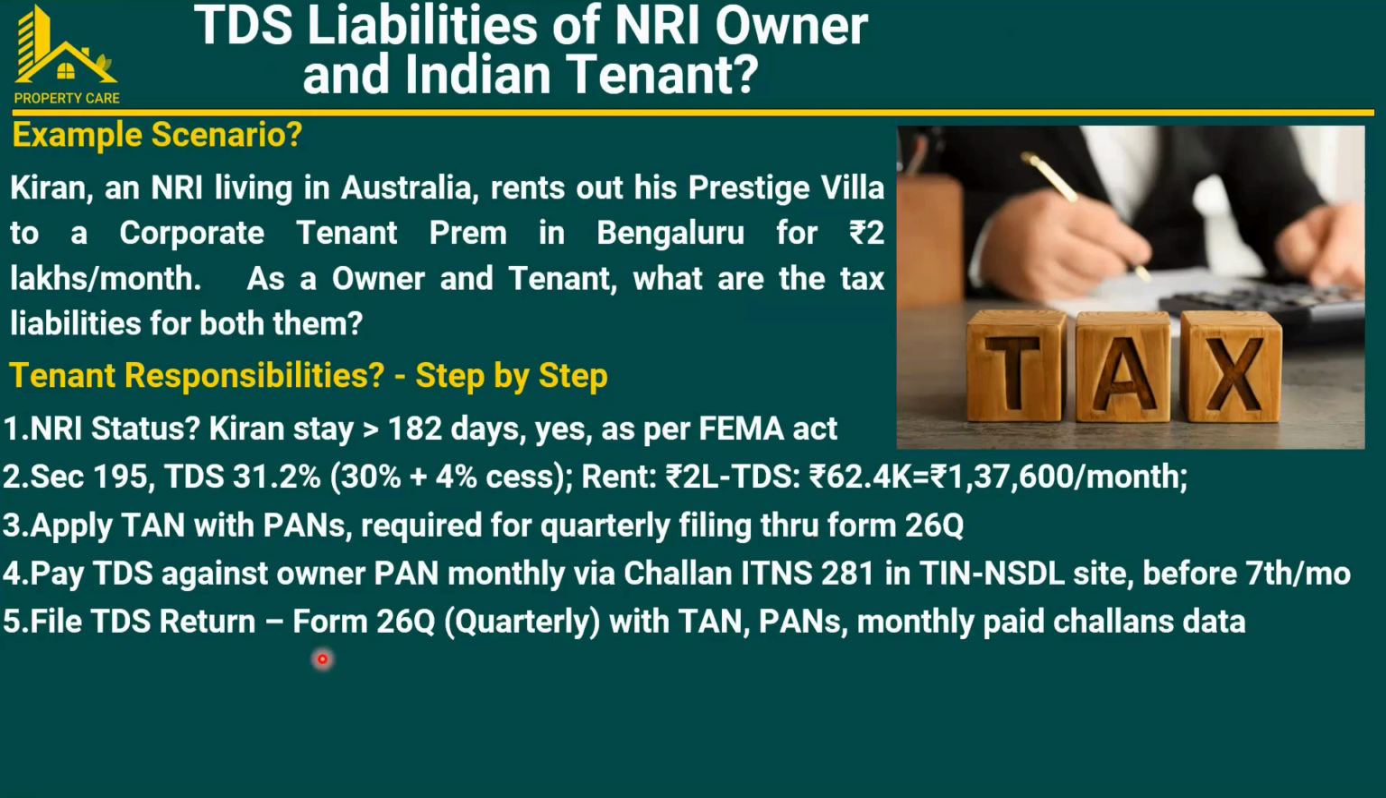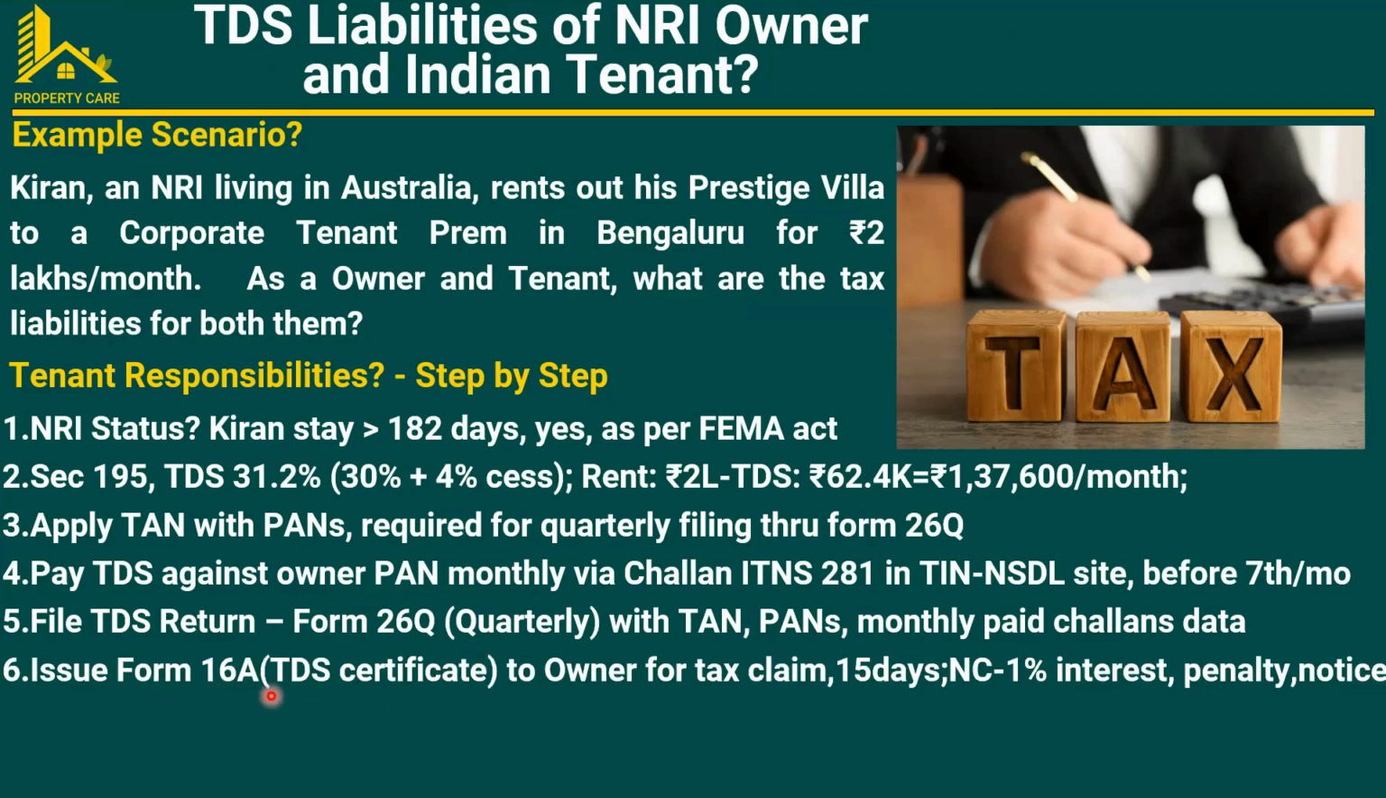File the TDS return Form 26Q quarterly with the TAN, PAN, and monthly paid Challan data. This data, ITNS 281, and once you submit this, a Challan can be downloaded, along with the acknowledgement, and that data and TAN number. With this information, we should file Form 26Q every quarter.